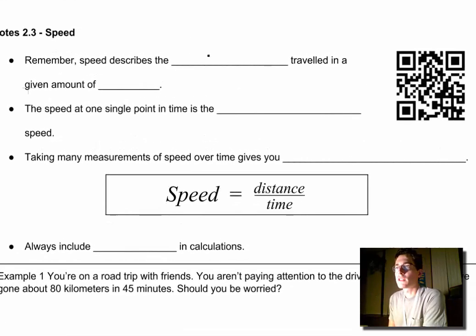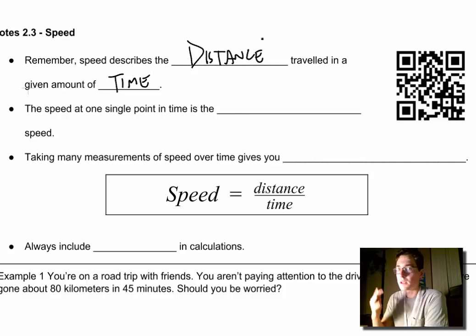Remember that speed describes the distance traveled in a given amount of time. So that distance can be any distance: centimeters, meters, kilometers, whatever. The time can be any amount of time, so minutes, seconds, hours, days, doesn't matter. It's just a distance and a time. And there's 2 kinds of speed, well, two ways we can describe speed. A single point in time is called the instantaneous speed.